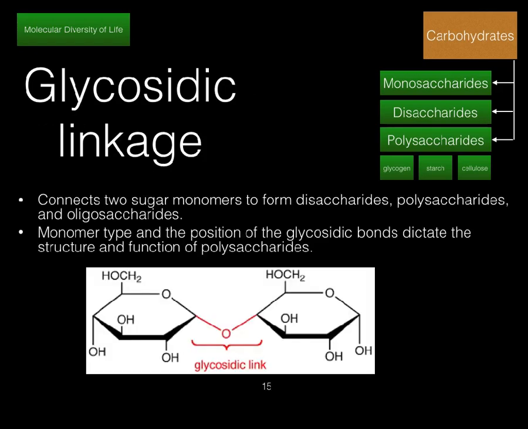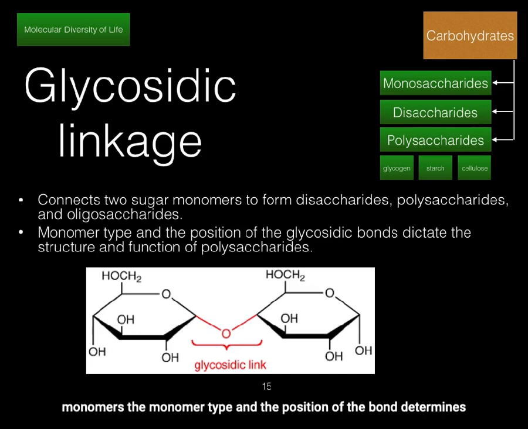In order to connect two sugar monomers to form disaccharides, polysaccharides, and oligosaccharides, there is a glycosidic linkage that occurs between the two monomers. The monomer type and the position of the bond determines the structure and the function of polysaccharide.